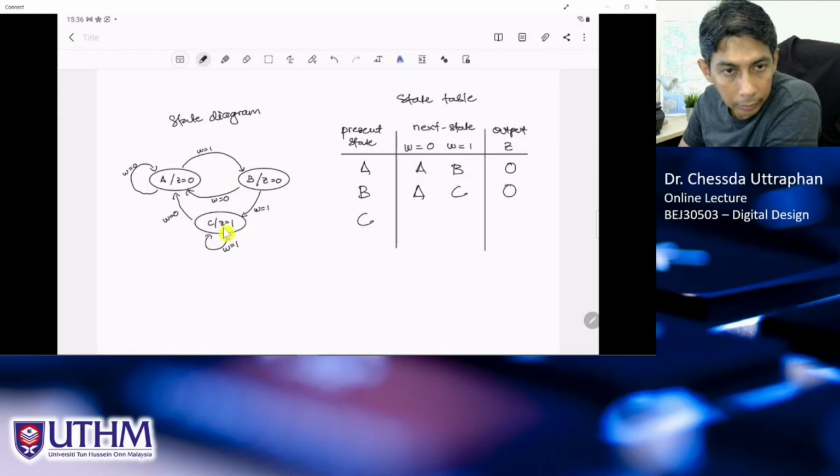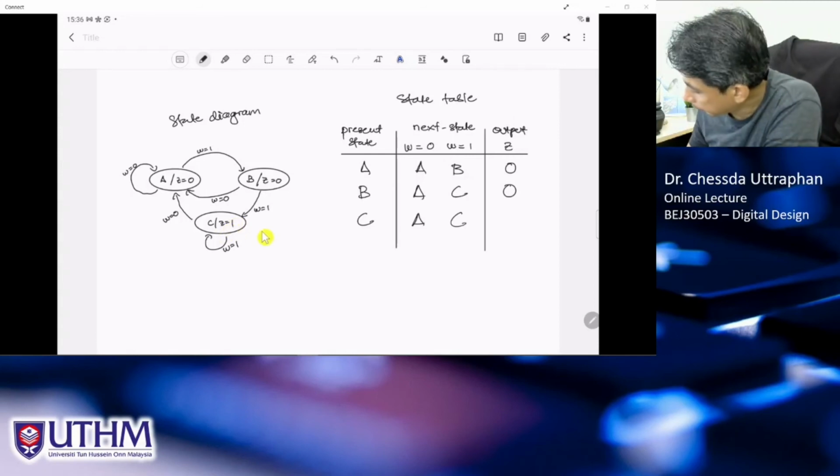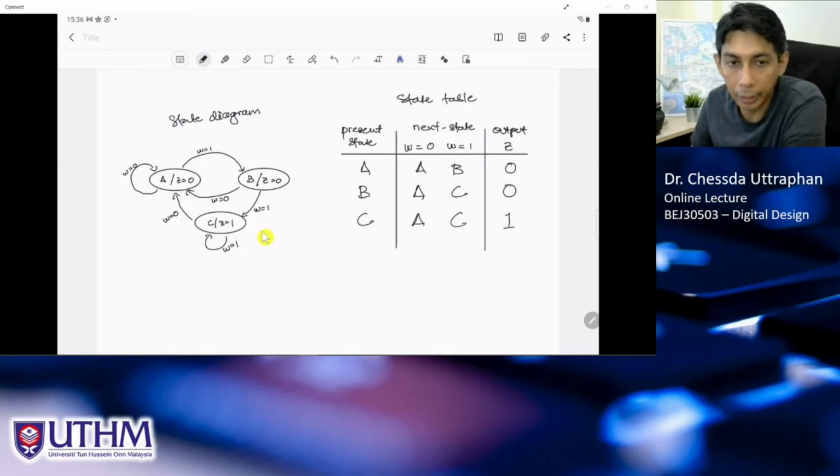And here, if W is 0, we need to go to A. And if W equals 1, we need to stay at C or go to C. And at C, Z equals 1. So Z equals 1 in this case. So this is our state table.